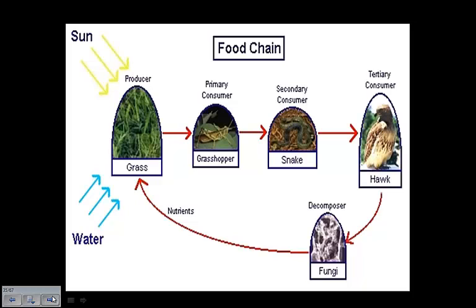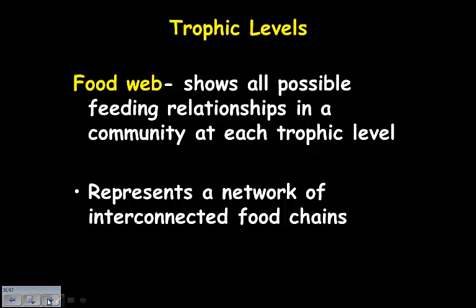And here's an example of a food chain. Of course, sun and water. The producers need those in order to photosynthesize, so lots of energy here. And then you have primary consumers that eat the producers, and so on and so forth. So here's a good example of a food chain. Now, think about the difference between a food chain and a food web, and you need to think logically to remember the difference.